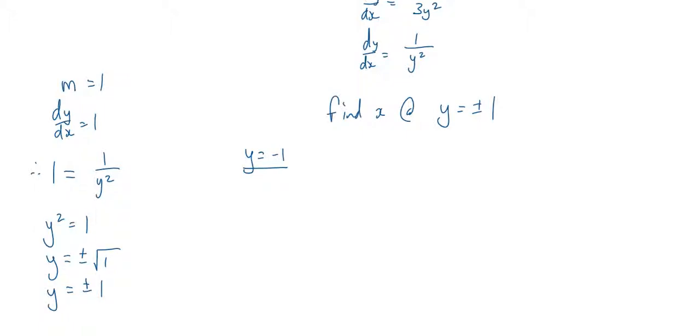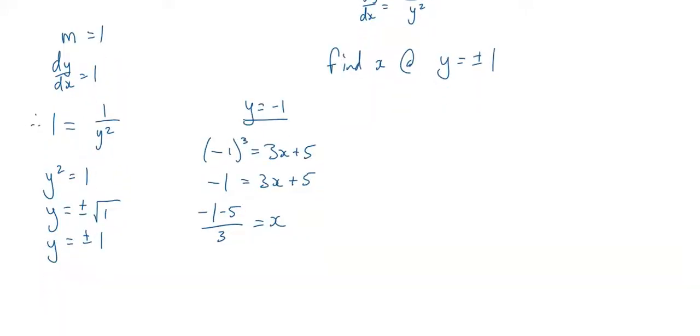Same thing. That one looks like negative 4 over 3. So the 2 points are (negative 1, negative 2) and (negative 4 over 3, 1). So pretty easy. There's nothing really hard there, but just a little bit different, a little bit unfamiliar.